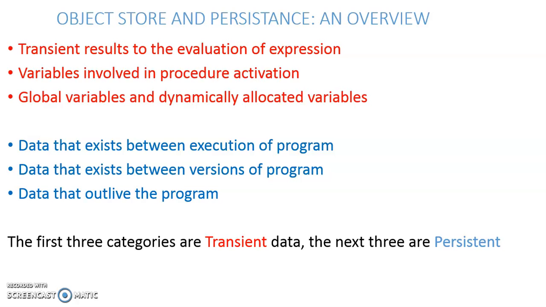Persistent data objects are those which exist even after the program is closed: the data that exists between executions of a program, data that exists between different versions of programs, and also the data that outlives the program.